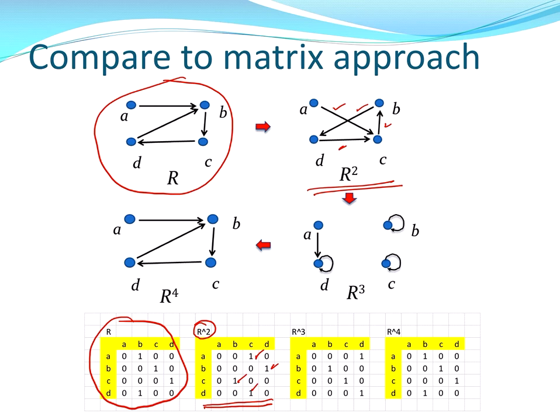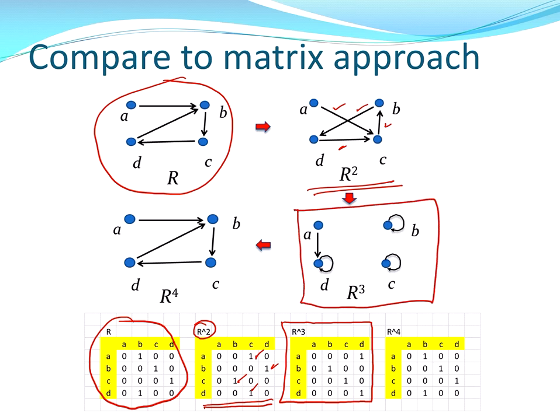And now if I take R squared and I Boolean multiply it by R to get R cubed, we can see that it is the matrix representation for R cubed shown on the digraph. I have loops at B, C, and D. B, C, and D have loops. And then I have the edge AD, which is also shown here.